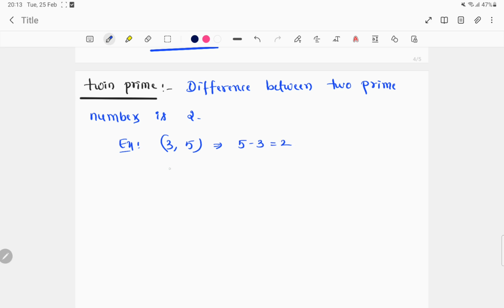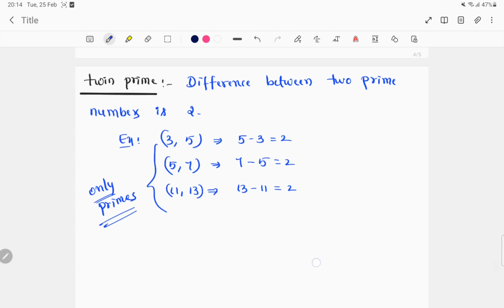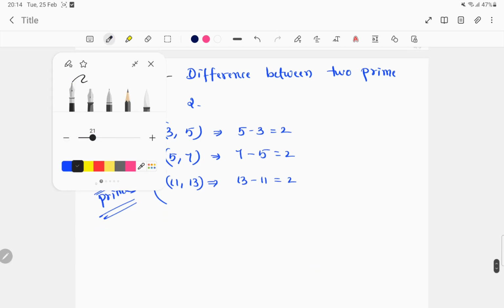Next, 5 comma 7. This difference also 2. Like that we can write many. 11 comma 13, this difference also 2 only. But here you have to select only prime numbers, whose difference is 2.